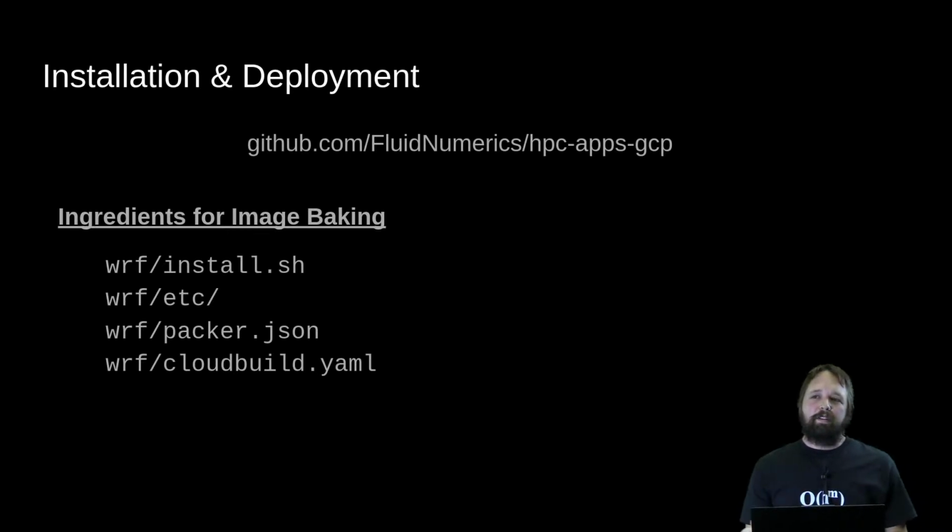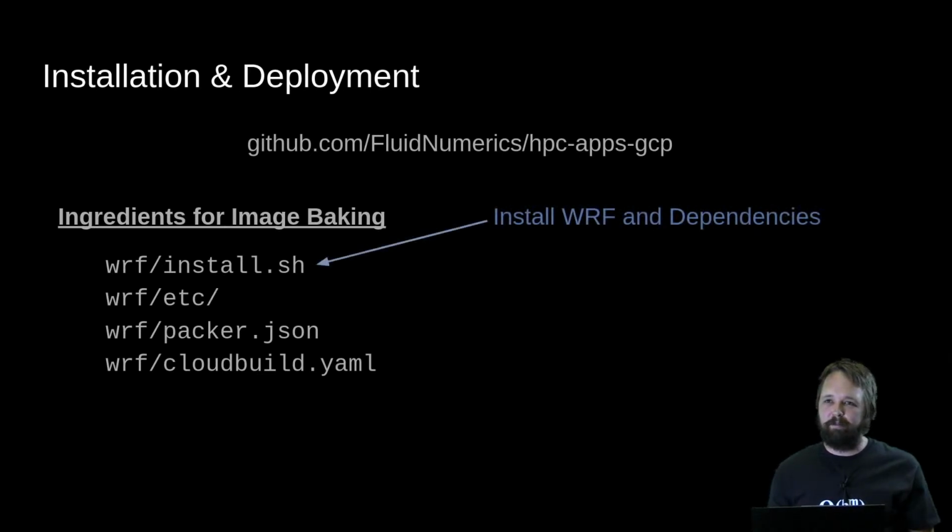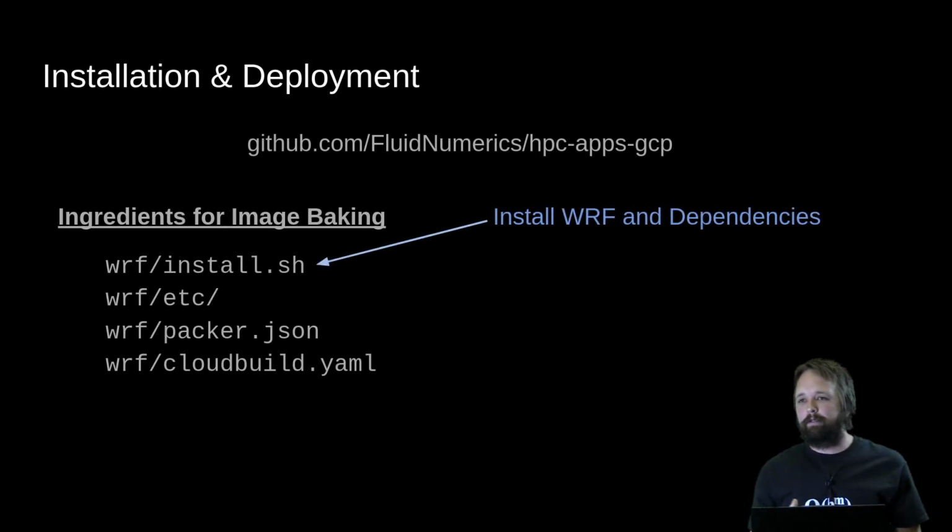I do want to talk about some of the ingredients, and this is where I left off before we got the audio issue figured out. I want to talk a little bit about some of the ingredients that go into actual image baking. At the top level here is an install script. In this case, it's just a shell script. If you're in that repository and you go underneath the WRF directory, you'll see all these things there. That shell script contains all the instructions necessary to install WRF and its dependencies.